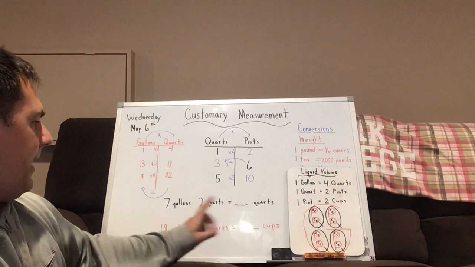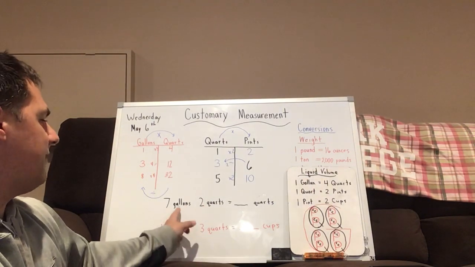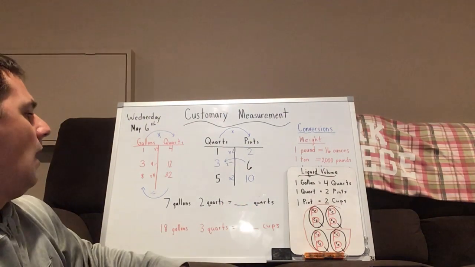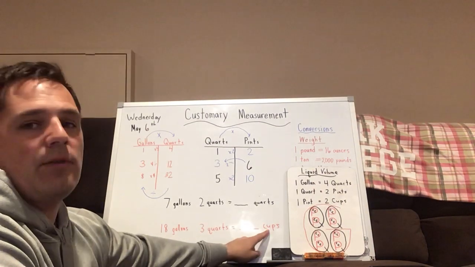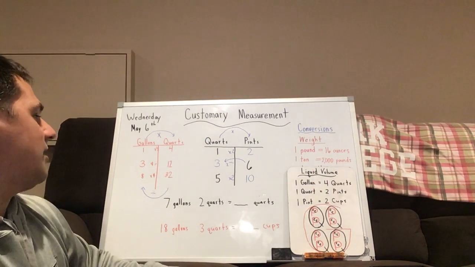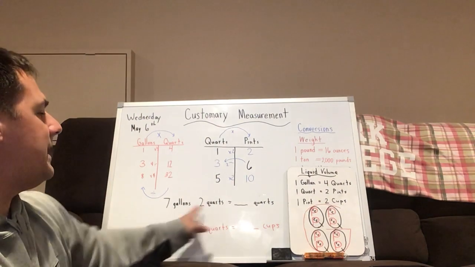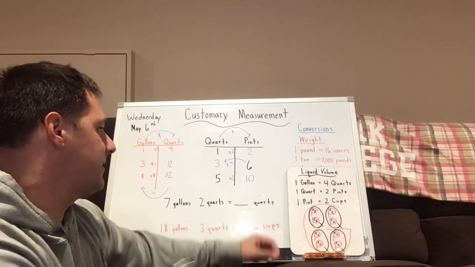And then you're also going to have these types of problems, which were just like yesterday, where they give you 7 gallons and 2 quarts, and they want you to figure out how many quarts there are. Or I might have so many gallons and so many quarts, and I have to turn it into how many cups there are. So what you want to do first is convert all of these to whatever your answer has to be in. So it has to be in quarts.